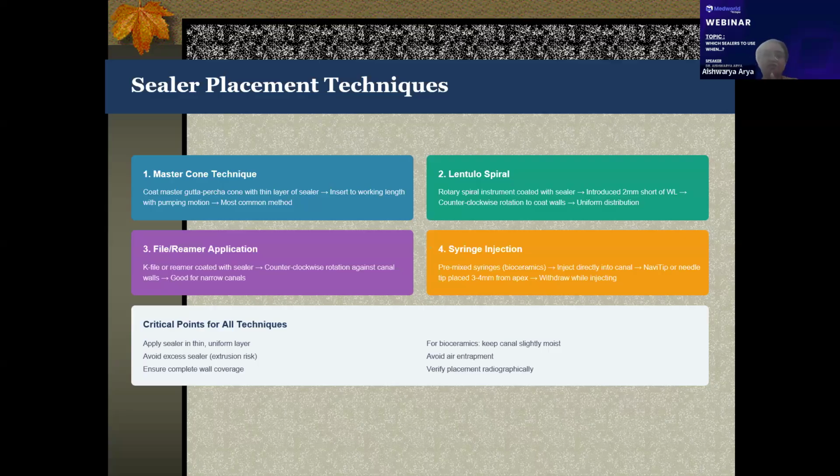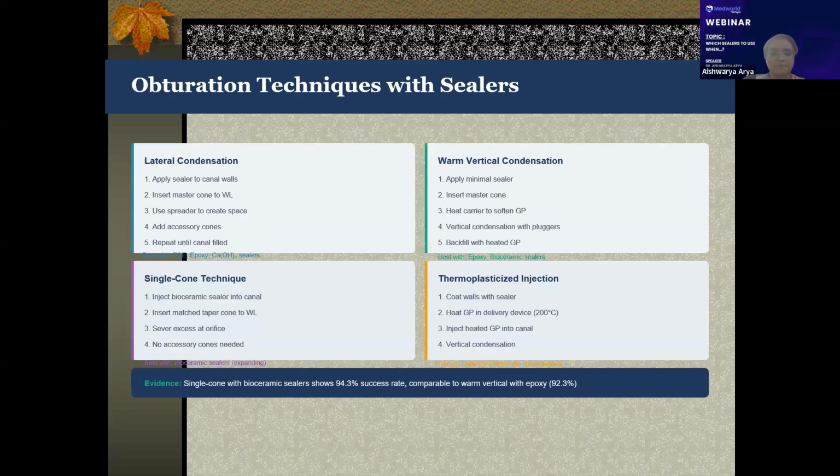And when it comes to bioceramic, make sure that your canal is moist. We need the entrapment of the moisture content, and avoid any kind of air entrapment while you're placing, because even air entrapment can cause air bubbles, the vapor lock phenomenon. So the vapor lock phenomenon is not only with irrigation, but it is also with the sealers.